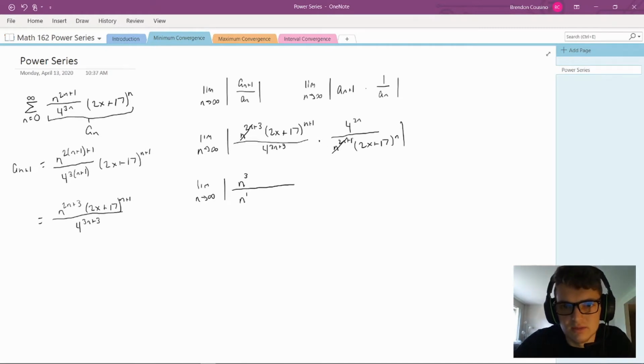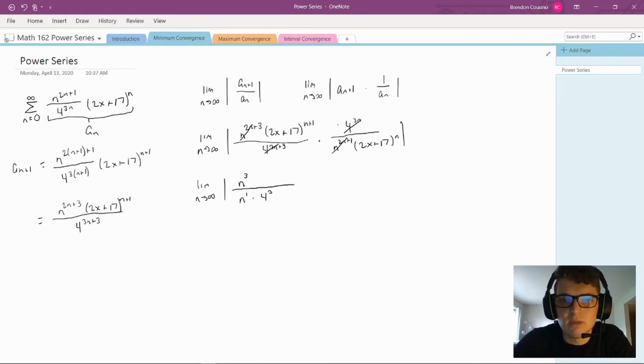So the first comes from this plus 1 that's in the exponent, and the third comes from this plus 3 that's in the exponent. Okay, so then another thing I'm going to be able to do is cancel out the 4 to the 3n, 4 to the 3n, and then that's going to leave me with a 4 to the third from this exponent, this plus 3 in the exponent.